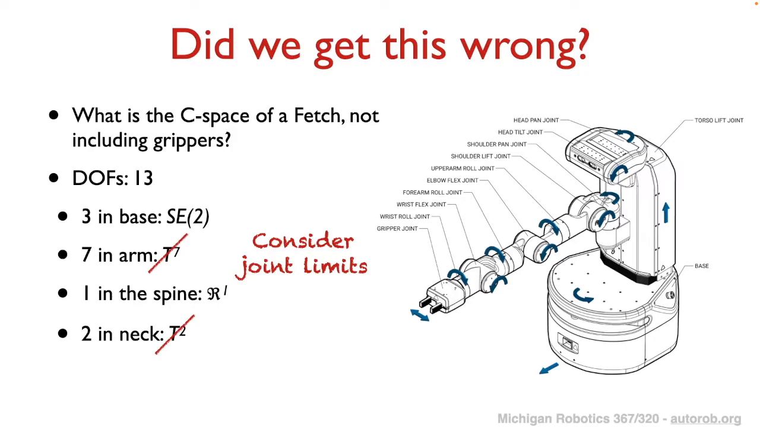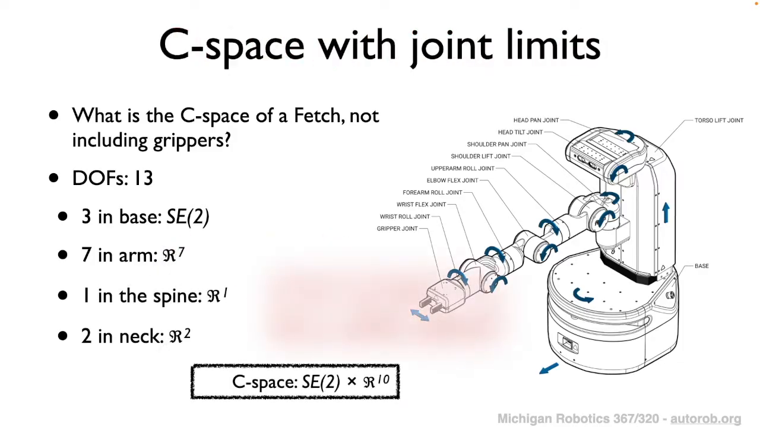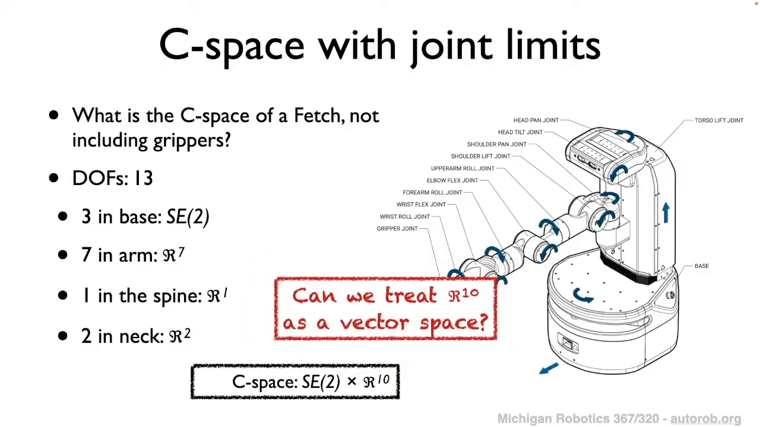And so the caveat with the torus group is that it doesn't have a natural way of incorporating joint limits. So we might prefer using the real group to represent those degrees of freedom for its ability to easily incorporate joint limits. So instead, we might think of representing this configuration space as SE2 cross R10, where all of those rotational joints are represented by the real group.